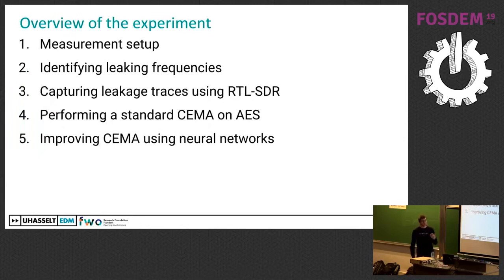If you want to do something like this yourself, usually there are a few steps that you have to go through. One is the measurement setup, so you have to set up your measurement equipment correctly. You have to identify which frequencies leak from the device. Then we're going to effectively capture the leakage traces using an RTL SDR. And then we're going to perform a standard CPA attack on AES. Finally, we'll see how we can use machine learning to improve this attack further.